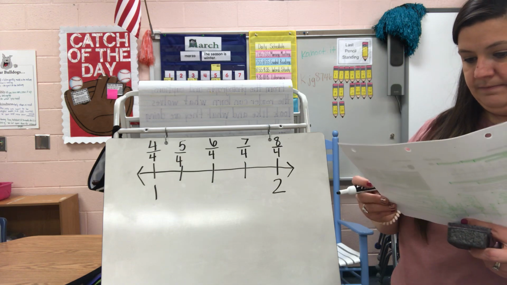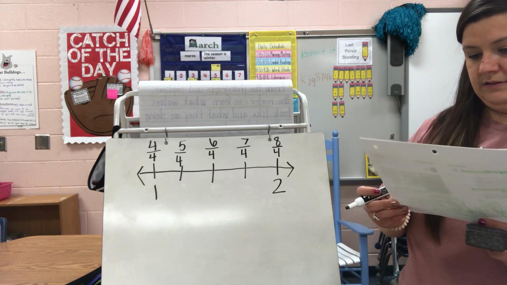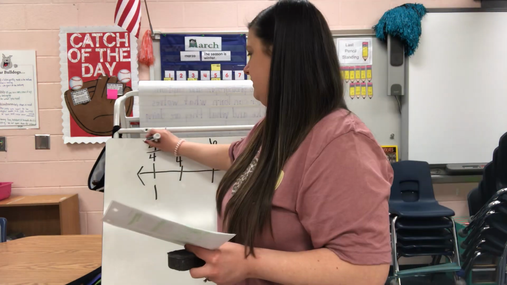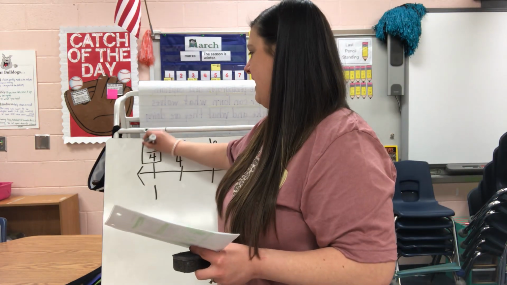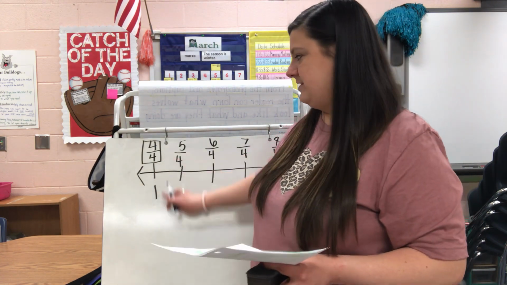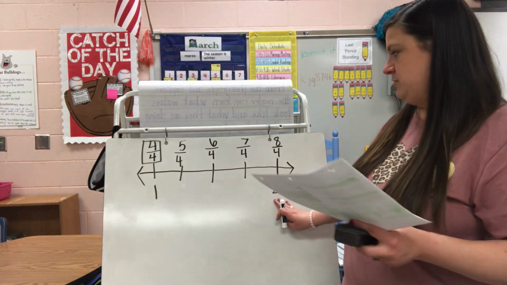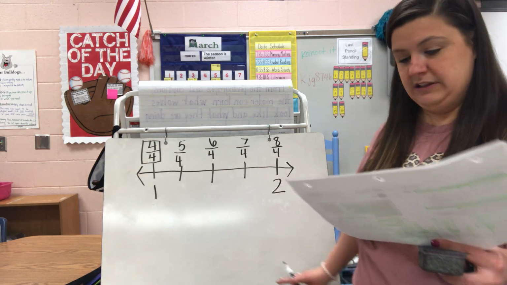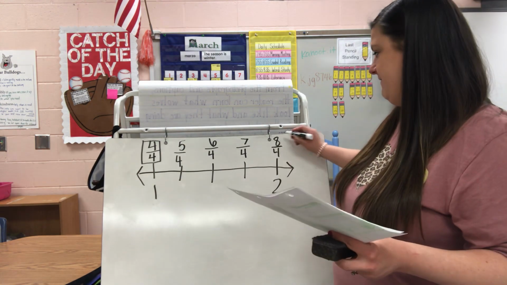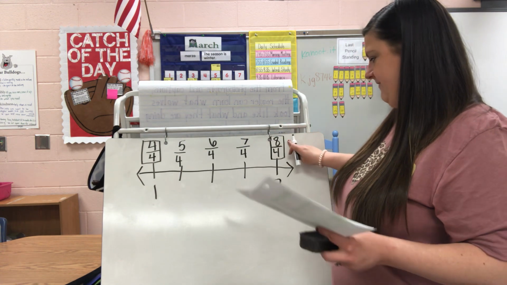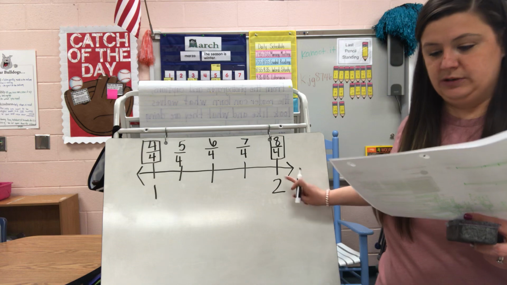So, how many fourths are in one whole? We said there was 4 fourths. So, we call that equivalent. One whole is equivalent to 4 fourths, or equal to. So what if we look at the whole number 2? Did we find a fraction that is equivalent to 2 wholes? Yes, 8 fourths. 8 fourths is equivalent to 2 wholes.